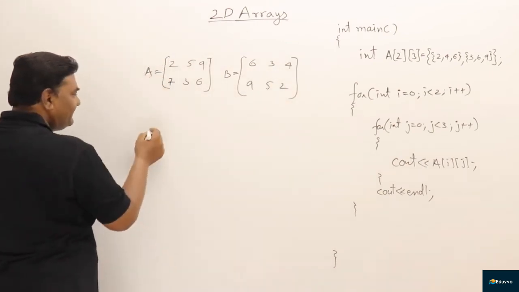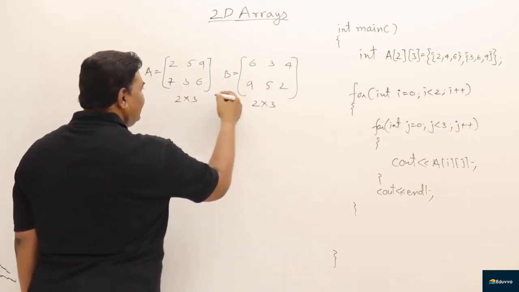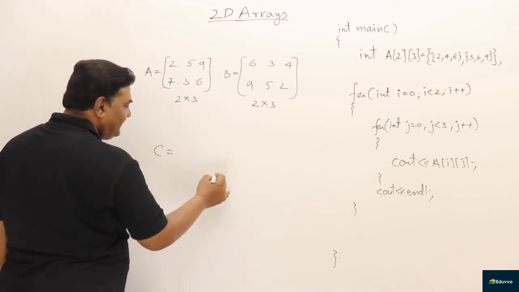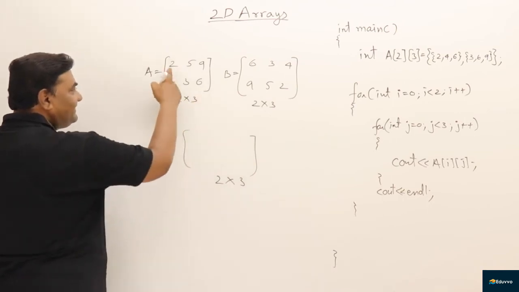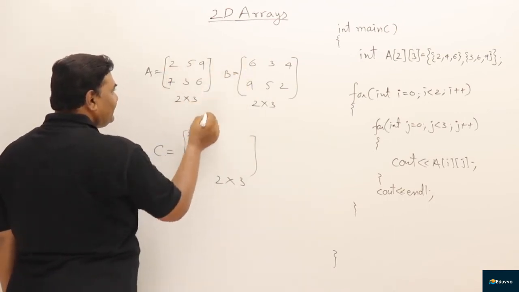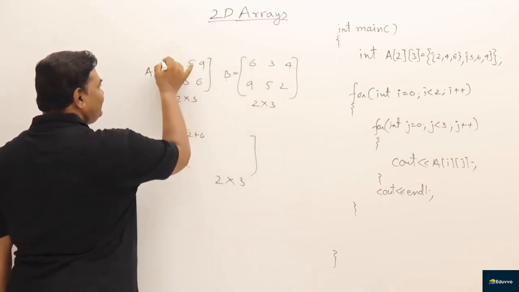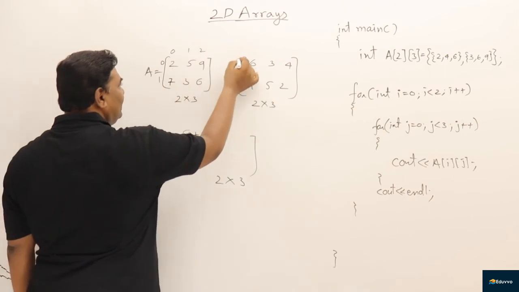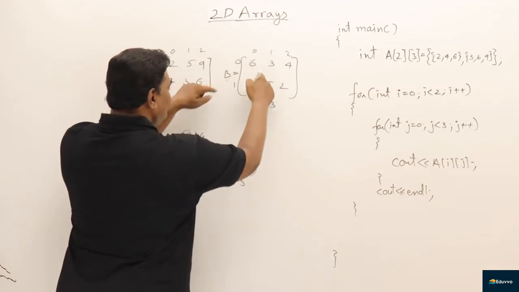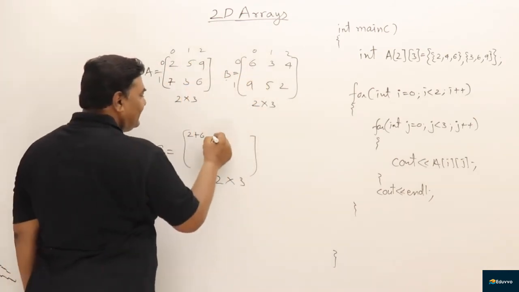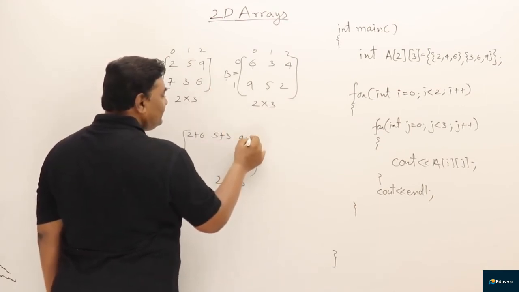These are the two matrices. The dimension of both these matrices is 2 cross 3. Then we can add them if the dimensions are the same, and the resultant matrix will also be 2 cross 3. How these elements are added is that corresponding elements are added. That is 2 and 6. It means A of i comma j is added with B of i comma j. If I say rows are 0, 1 and columns are 0, 1, 2, then 0, 0 is added with 0, 0 and 0, 1, 5 is added with 0, 1, 3 and 9 with 4, and so on.